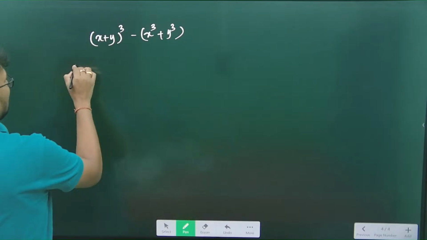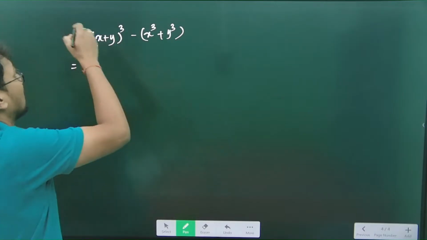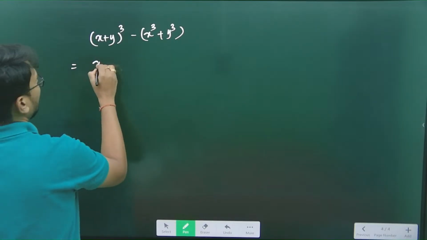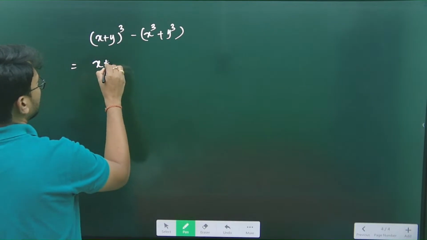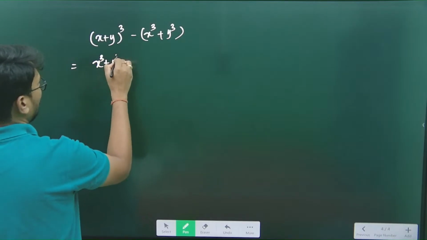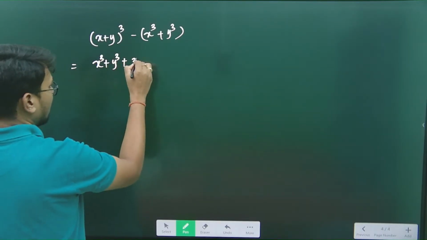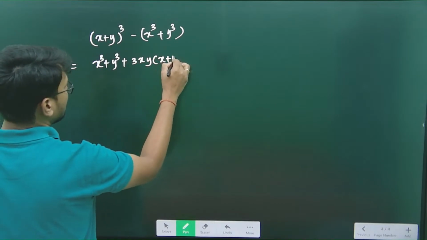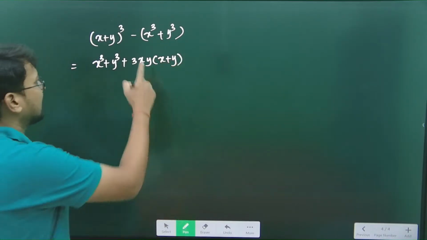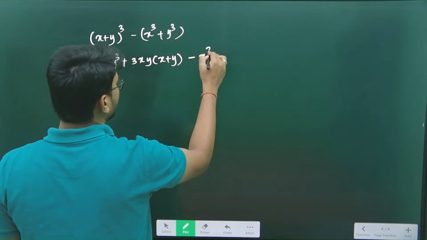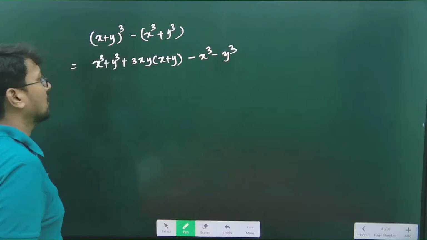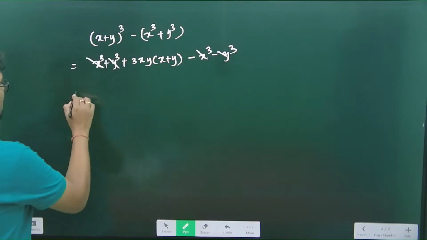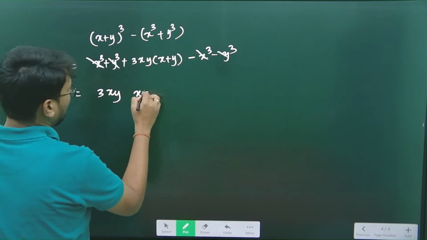So now here, you know what is (x plus y) whole cube? We can write this as x cube plus y cube plus 3xy into (x plus y). Clear? And if I'm opening the rest, I'll get minus x cube minus y cube, right? So therefore this is cancelled, right? What is left? That is 3xy into (x plus y).